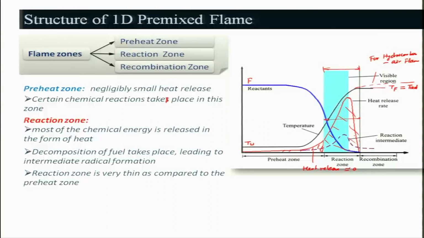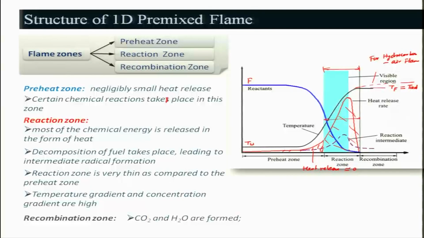I have already talked about it. And the temperature gradient, if you look at it, the gradient is very high here in this reaction zone, and so also the concentration gradient; the reactant concentration gradient will be very high. In the recombination zone, carbon dioxide and water are formed, and later on not much will be taking place; rather, the heat losses will be more at the recombination zone and other zones.